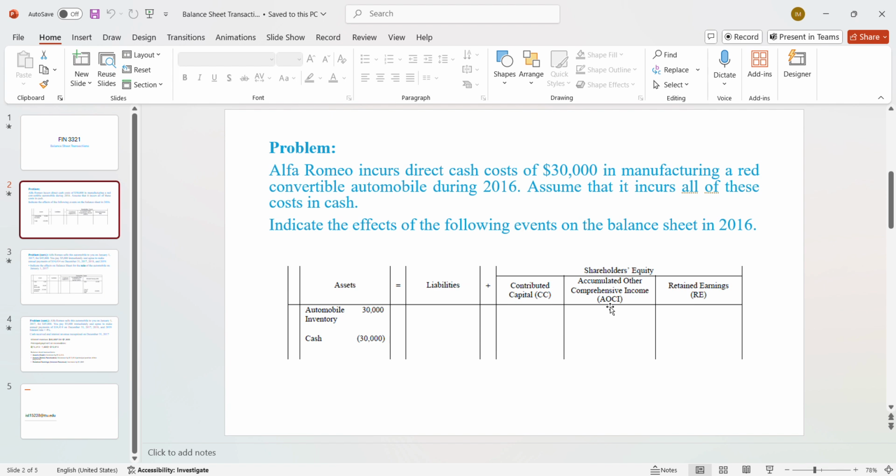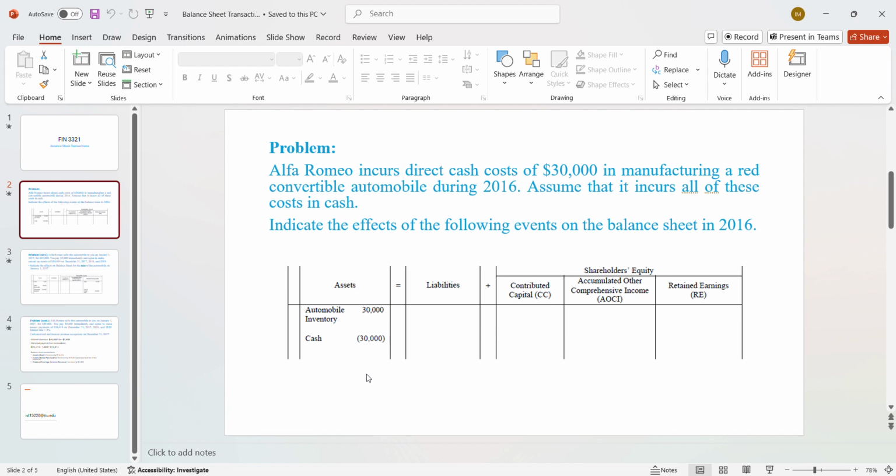So you can see in the example, Alfa Romeo spent $30,000 on an automobile. What happened here? You purchase an inventory because you are an automobile company and you purchase inventory to make it a finished product and sell it in future. But right now you paid cash of 30,000, so there is a decrease in cash. So we will subtract $30,000 from the cash account, right?